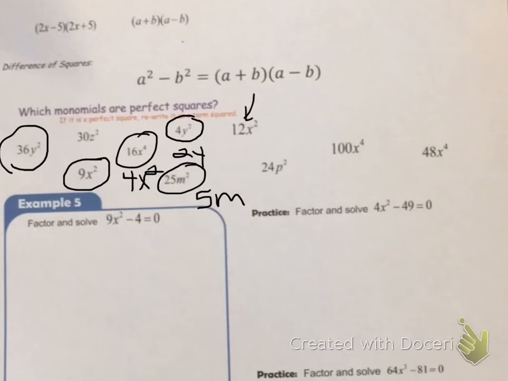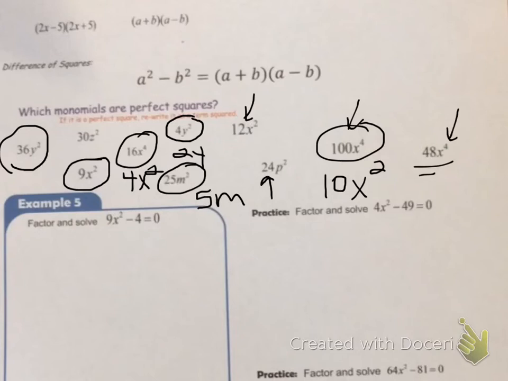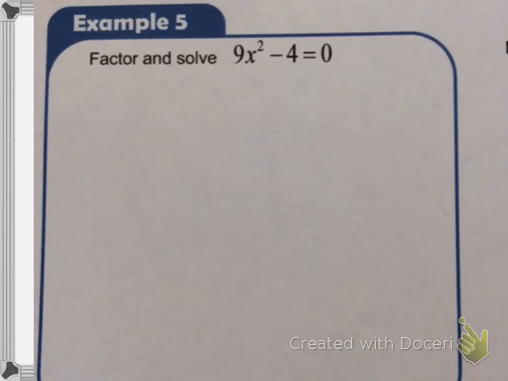12 is not a perfect square number, so that one's not going to be circled. 24 is not a perfect square number, so that can't be circled. But 100x to the fourth, that one is a perfect square. It square roots to 10x squared. So 10x squared times 10x squared would give me 100x to the fourth. And then the 48 is not a perfect square. Even though the variable is, it's not going to be considered a perfect square because of that.